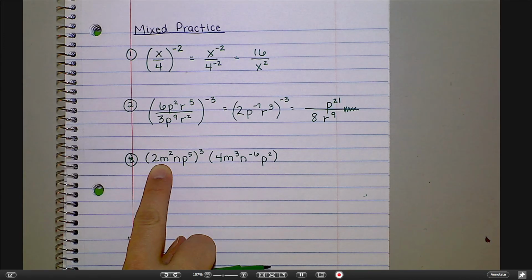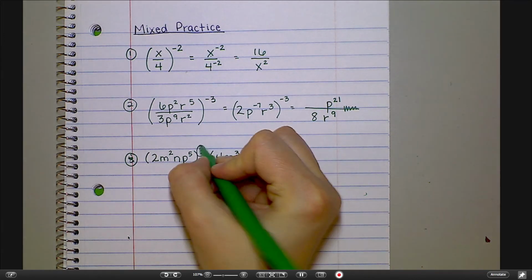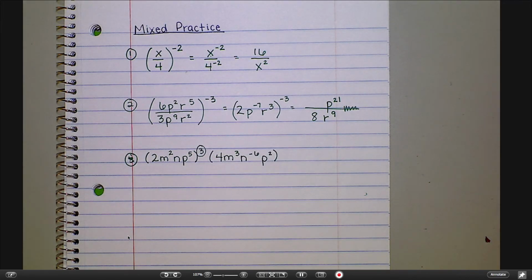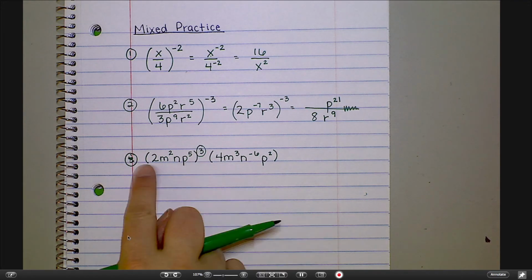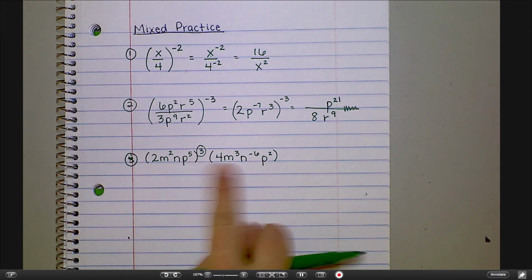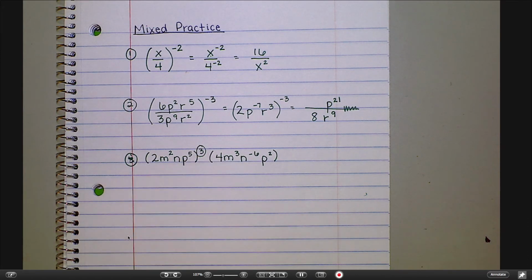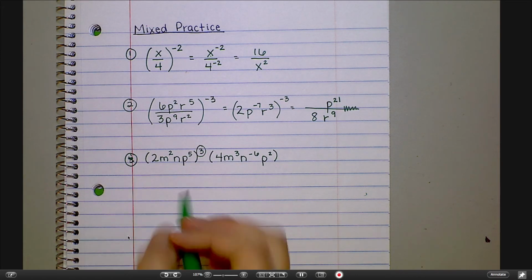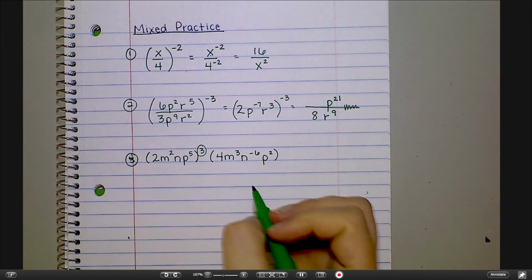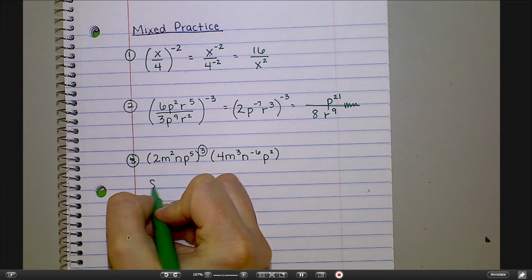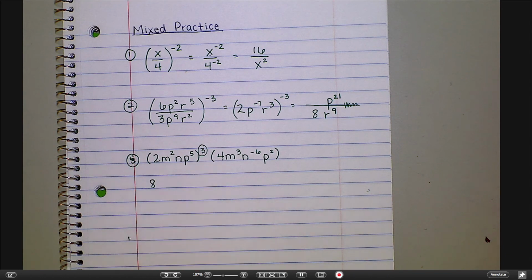So then I go to exponents, and I have this exponent floating around out here. So I'm going to start with that. But that only applies to this parenthesis, not this one. So I'm going to do 2 to the 3rd power, which is 8, not 6. Remember that 2 to the 3rd is 2 times 2 times 2.